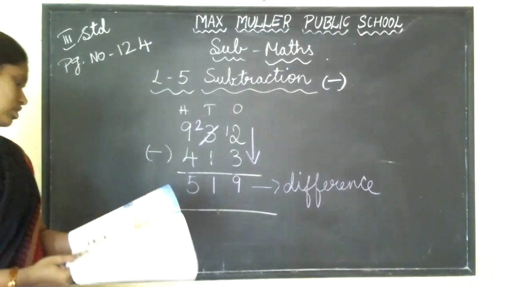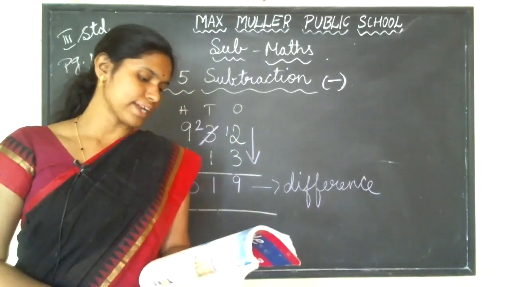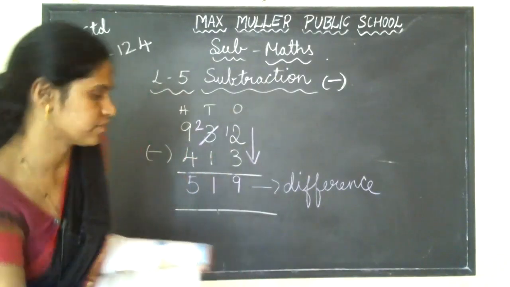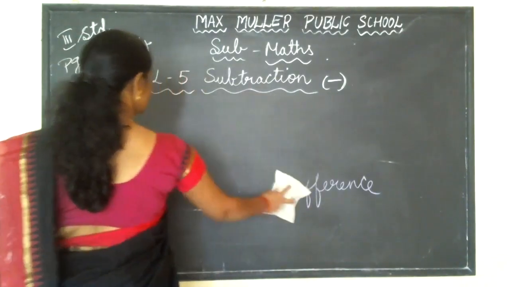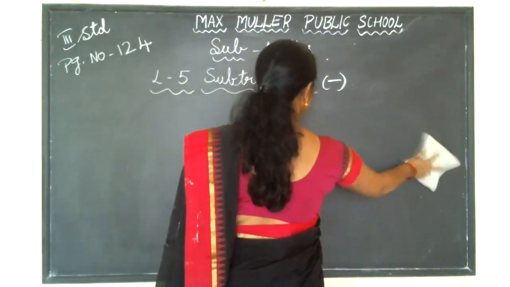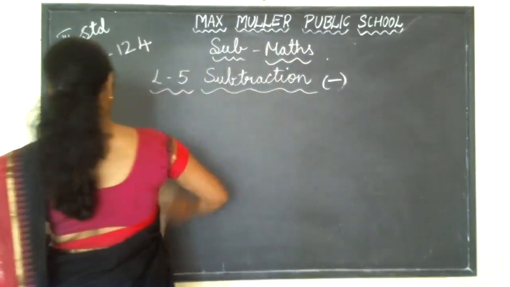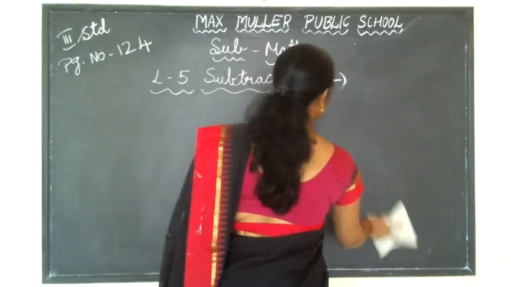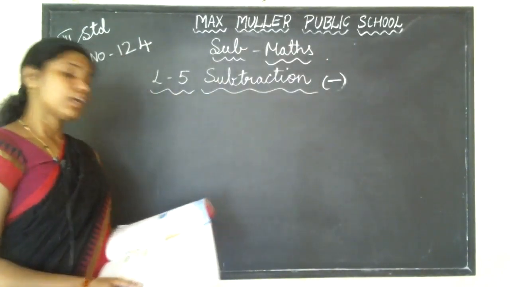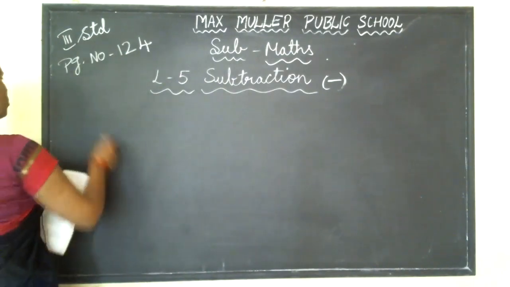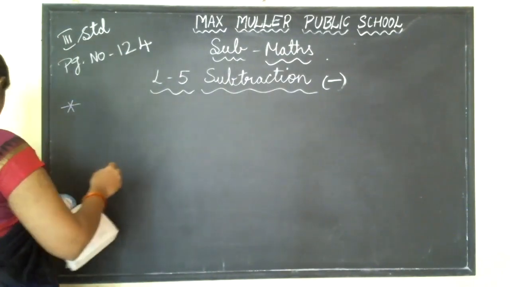The next one you see, they have given some special points to remember. You have to follow some rules when you are doing subtraction. Just as we did in addition, we are going to follow a few points in subtraction. Let us see the first one. What is the first one?